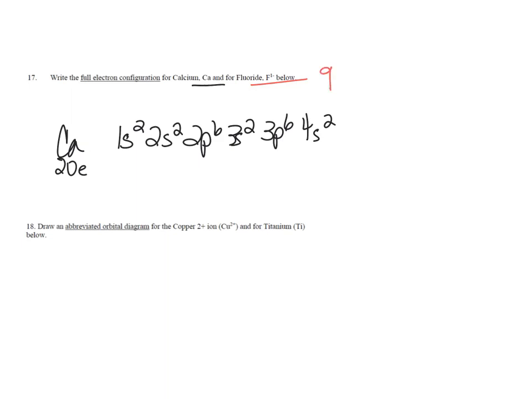And then for fluoride, you have how many electrons? You have 9 for fluorine, and then you got to add 1 electron, so you got 10 electrons. And so for fluoride, you would do 1s2, 2s2, 2p6. And then you also want to double check these: 2, 4, 10, and there's 10. So you add those up, and it matches.